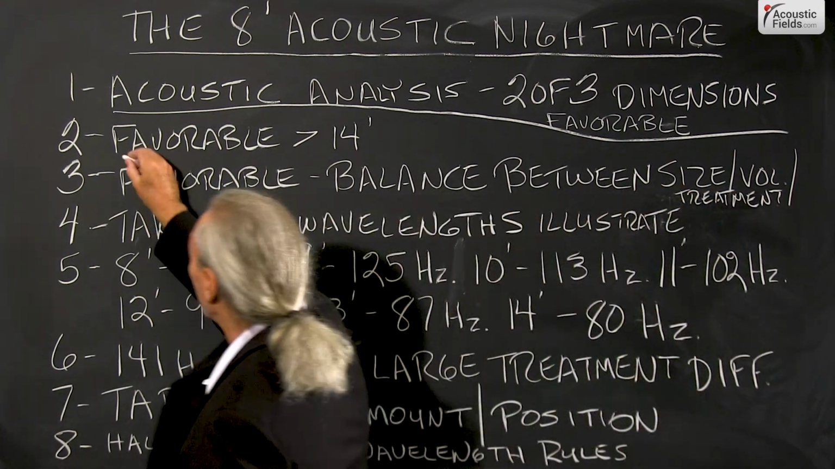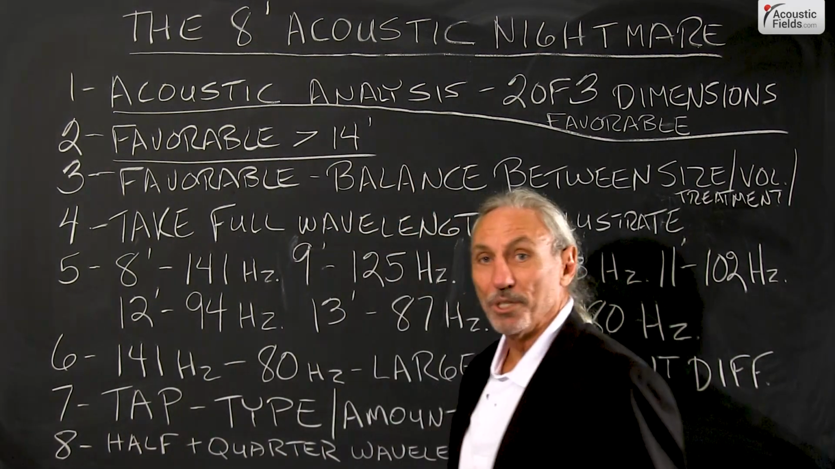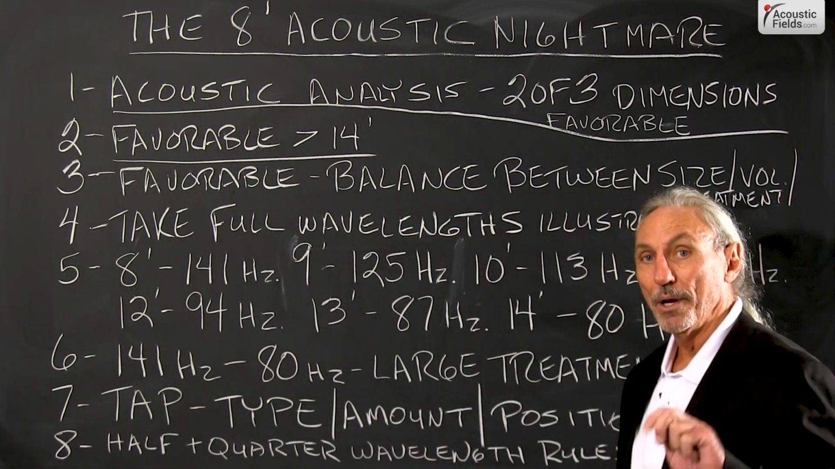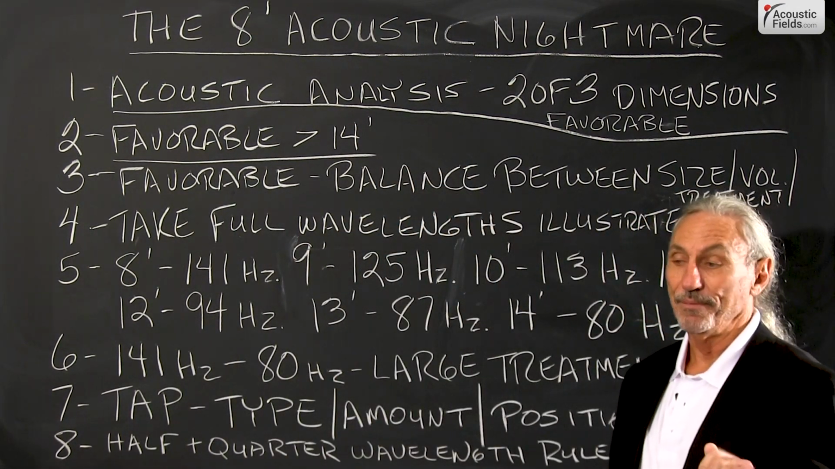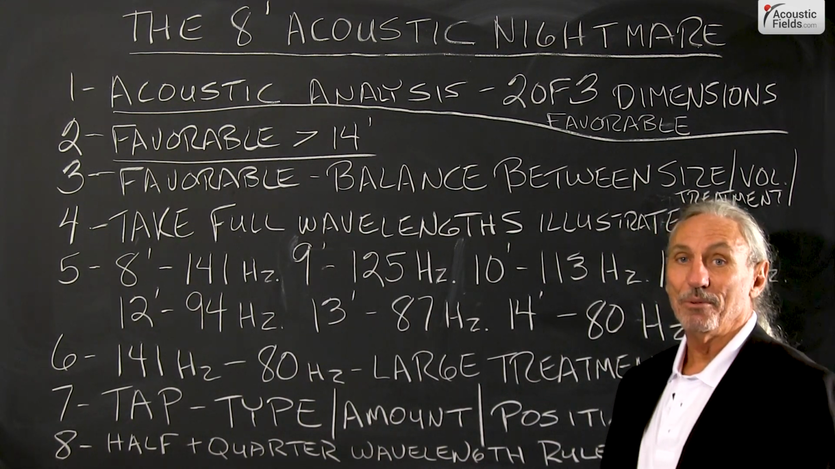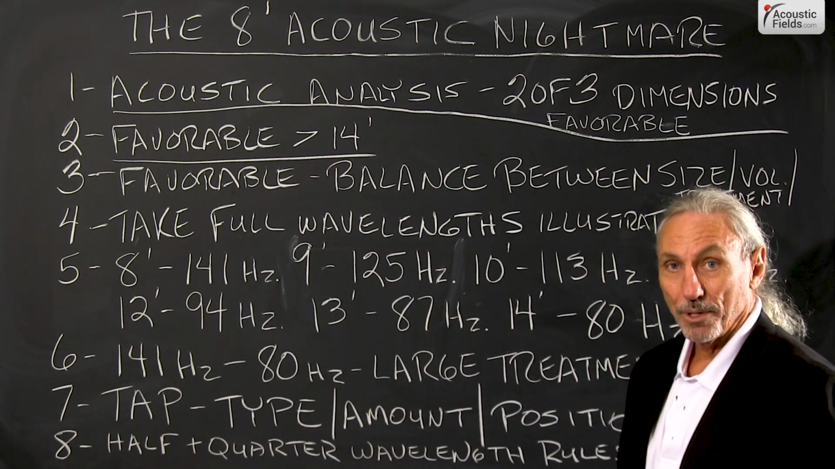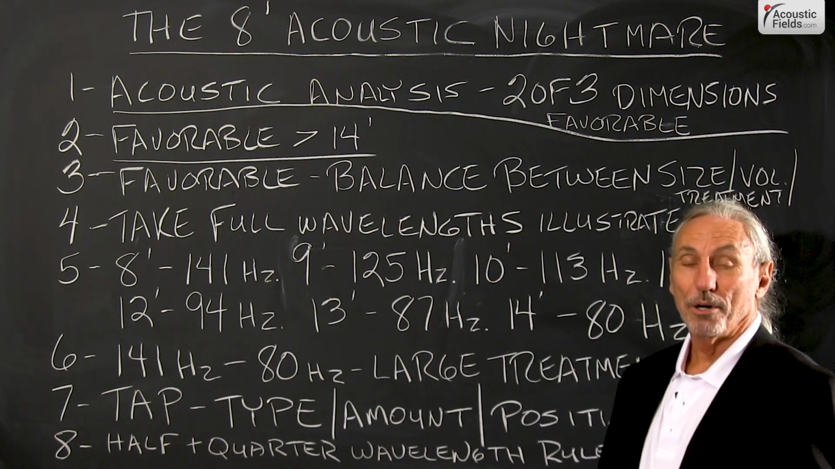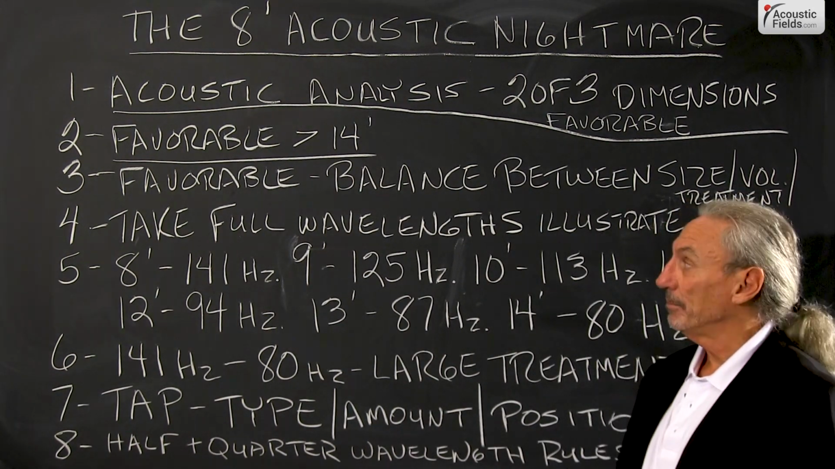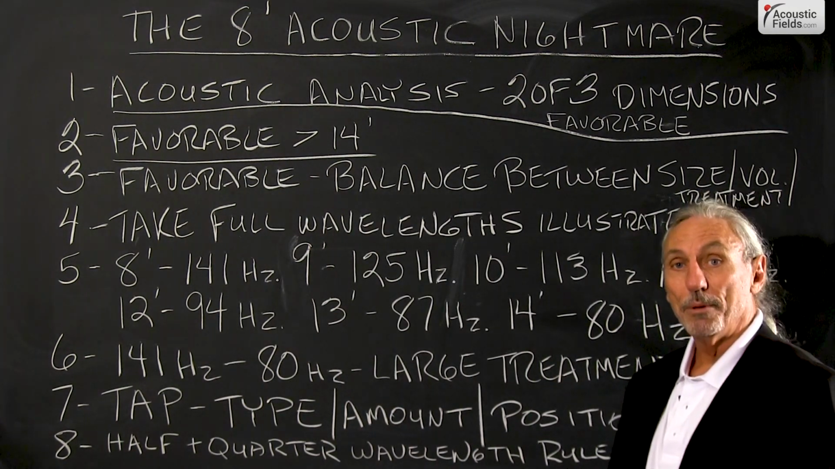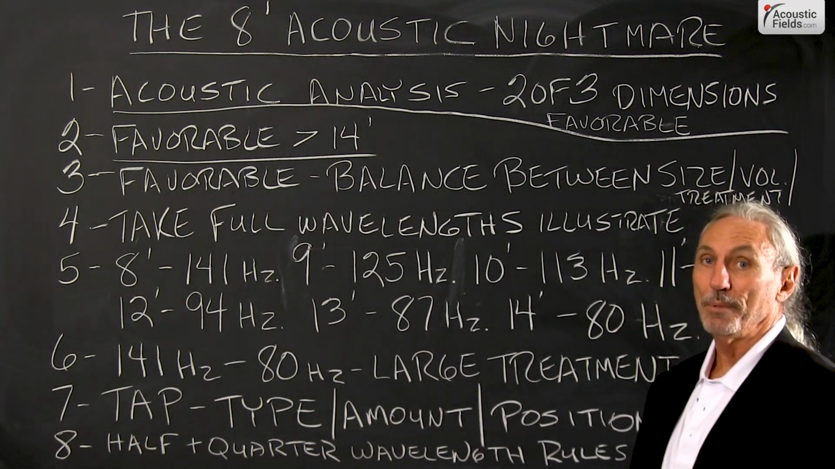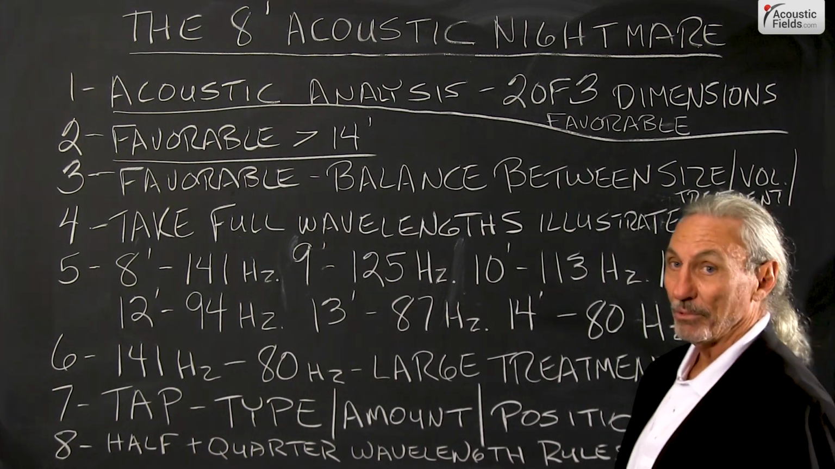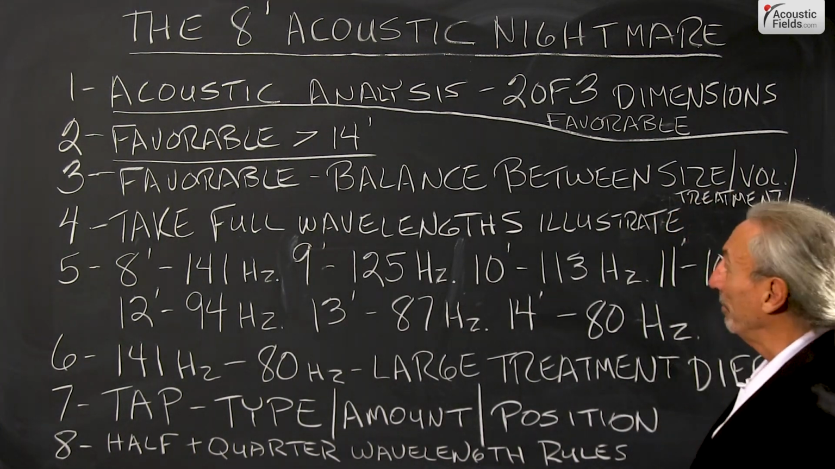What's favorable? 14 foot for width and length and height. Now, we would never get that in North America. I do a lot of work in Europe, and most of the time in Europe we have larger distances to work with when it comes to ceiling height. When we build new rooms, 14 foot is our minimum ceiling height, and there's all kinds of reasons for that, and let's talk about one of them.